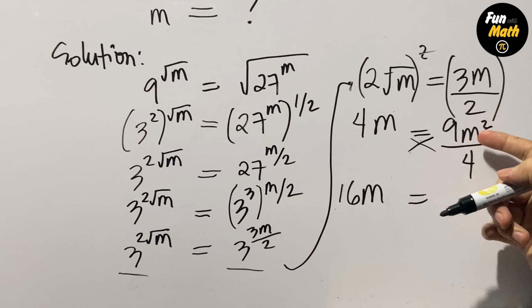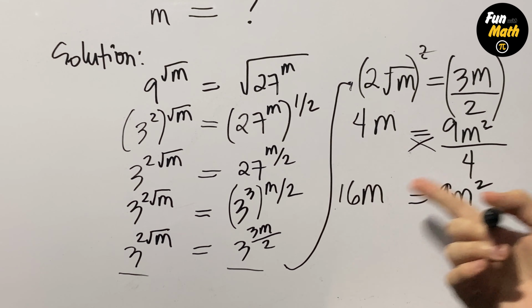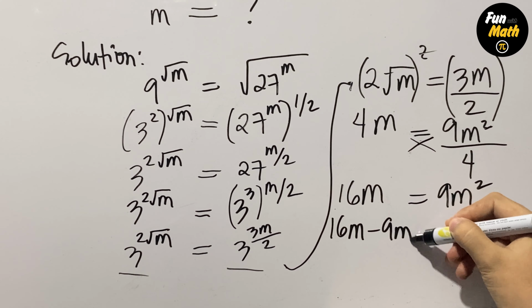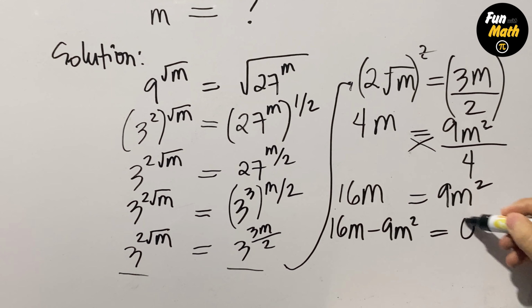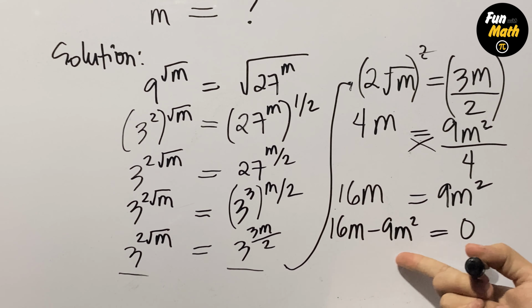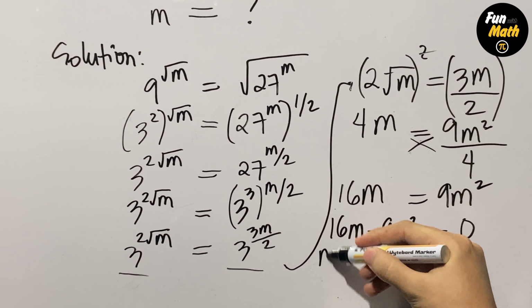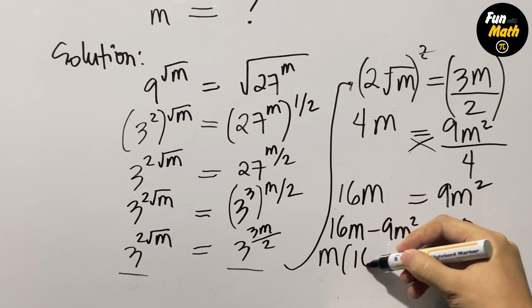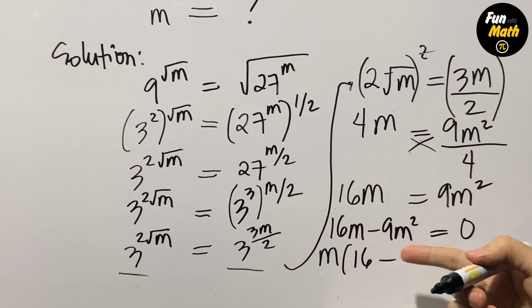And then here, we take 9m squared to the other side, and that is 16m minus 9m squared equals 0. So this is a quadratic equation. And then we take the common factor, and the common here is m. M times 16m divided by m, we're left with 16, minus 9m squared divided by m, we're left with 9m, equals 0.